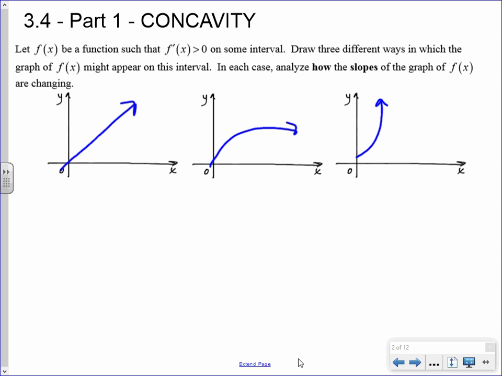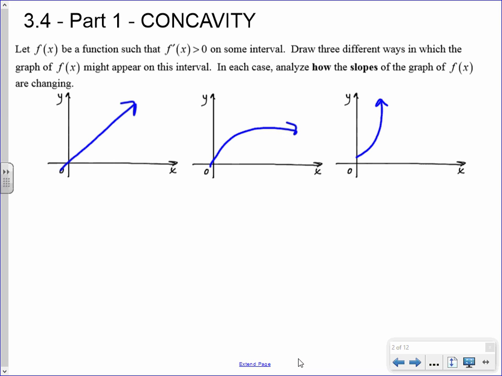What is true about the slopes in this graph? Our slopes are getting smaller, right? What is true about the slopes in this graph? They're getting steeper, which means they're getting bigger, right? Okay.